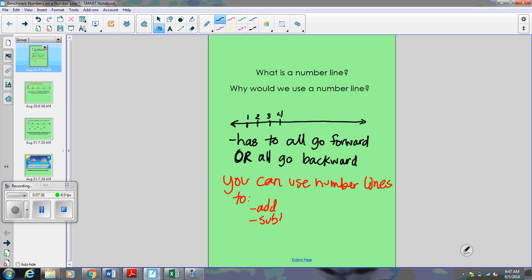Number lines are used to help you skip count. Very cool. Jackson, is that what you were going to say, or do you have something else? You can use them for subtraction. Very good.